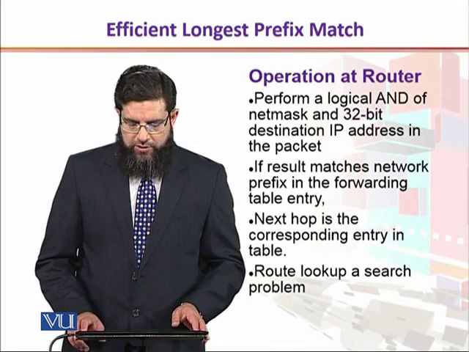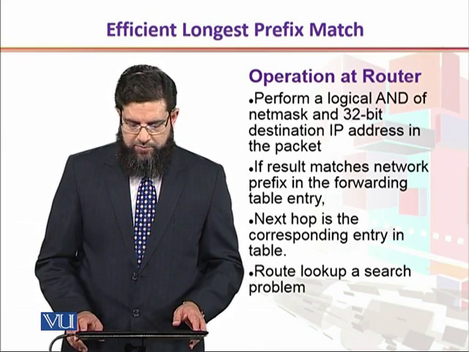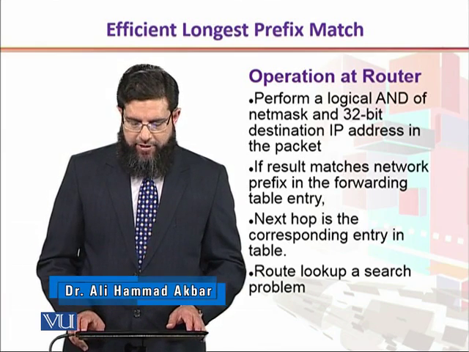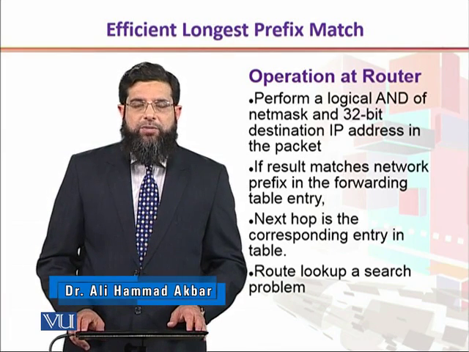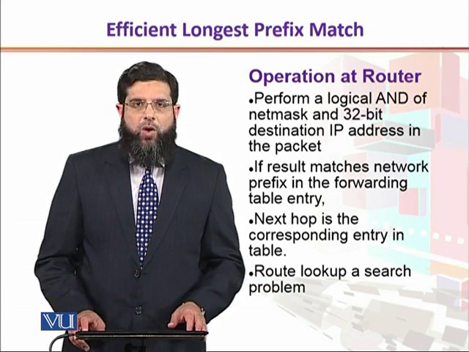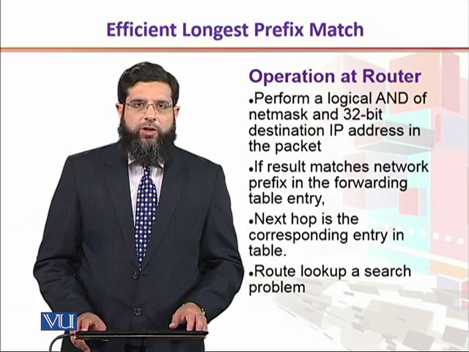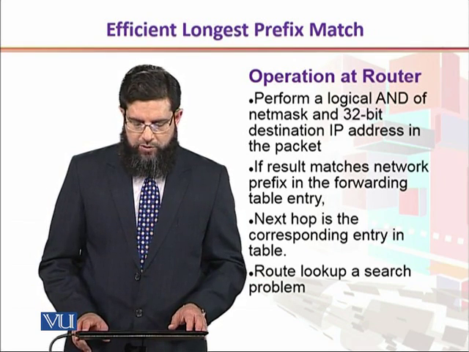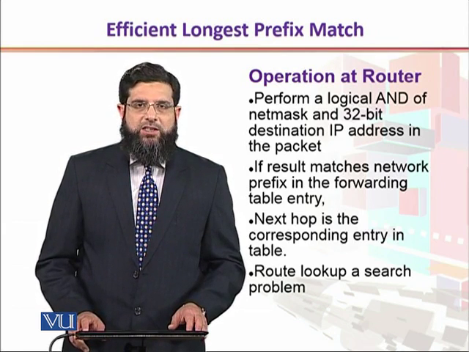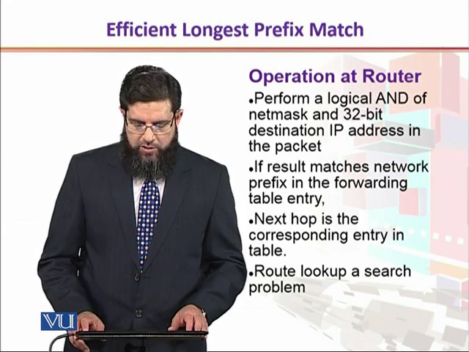The operation at the router simply is a logical AND operation of the network mask and the 32-bit IP address of the incoming datagram. If there is a match in the result, then forwarding is executed. If it is not, the packet is dropped or sent on to the default route. So the next hop is the corresponding entry which matches with the incoming address of the IP datagram.